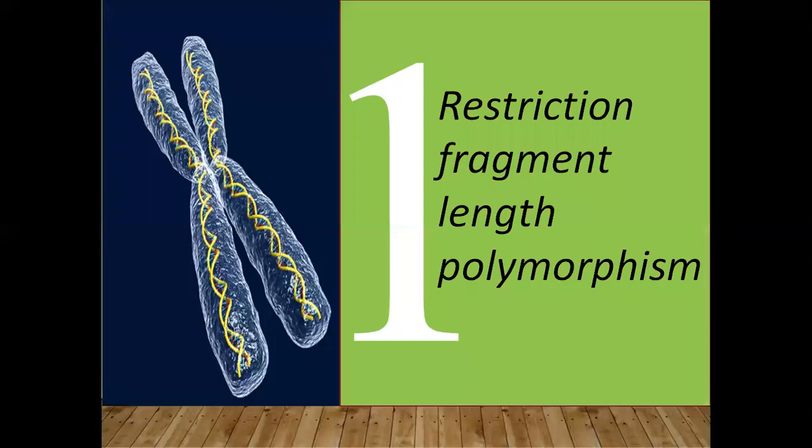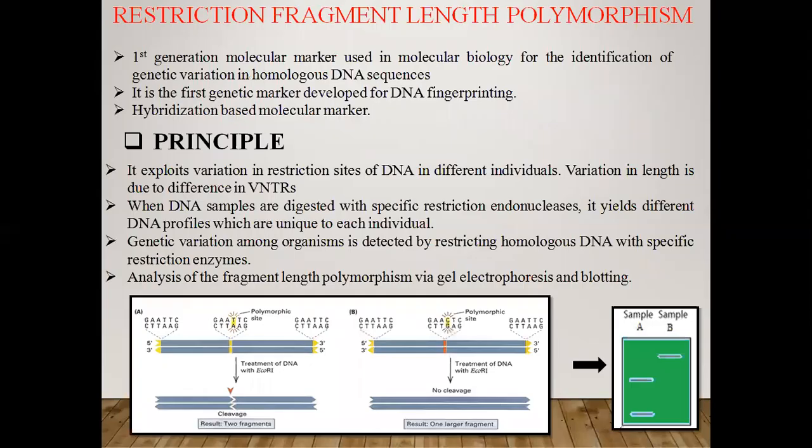First is RFLP, and as its name suggests, restriction fragment length polymorphism. As the name suggests, it is about restriction fragments. These fragments are generated by digestion of the DNA with the help of restriction enzymes, and due to the polymorphism, or different lengths of the fragments, this technique is used to detect if there is any mutation in the individual or the sample which we have taken.